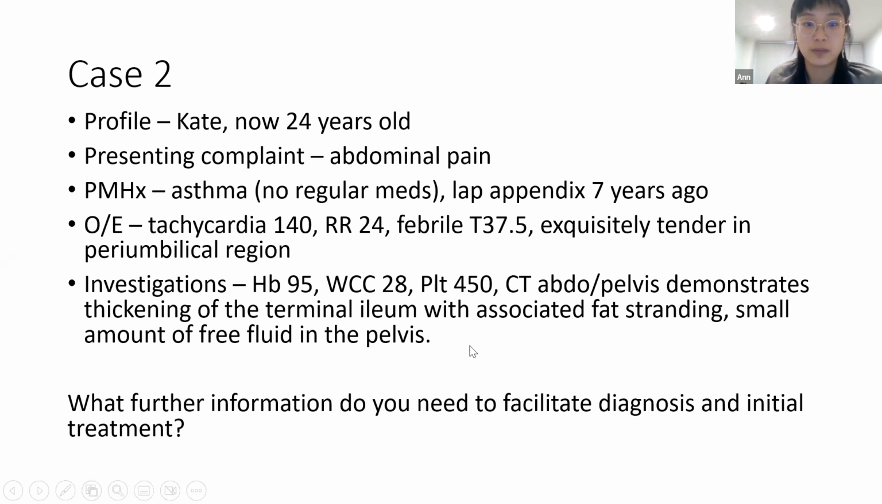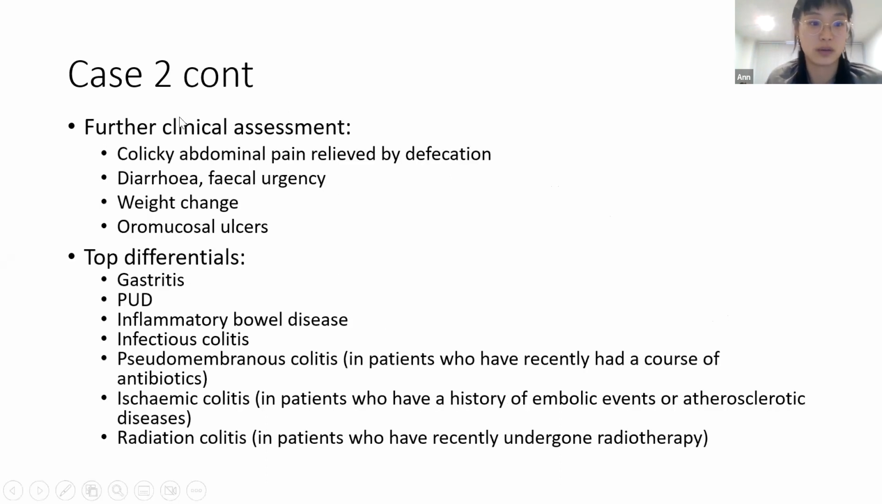So again, I'll put everyone out of their misery and go on to other things you want to look for. So you find that she has colicky abdominal pain, which is relieved by defecation. She has a bit of diarrhea and fecal urgency. She reports some weight change and oromucosal ulcers.